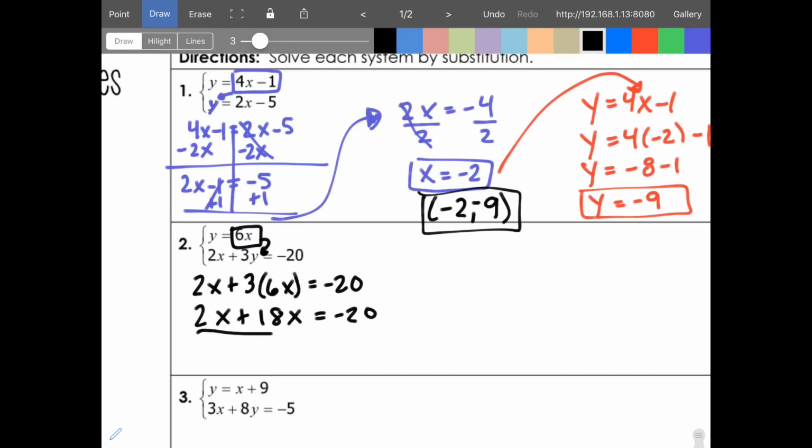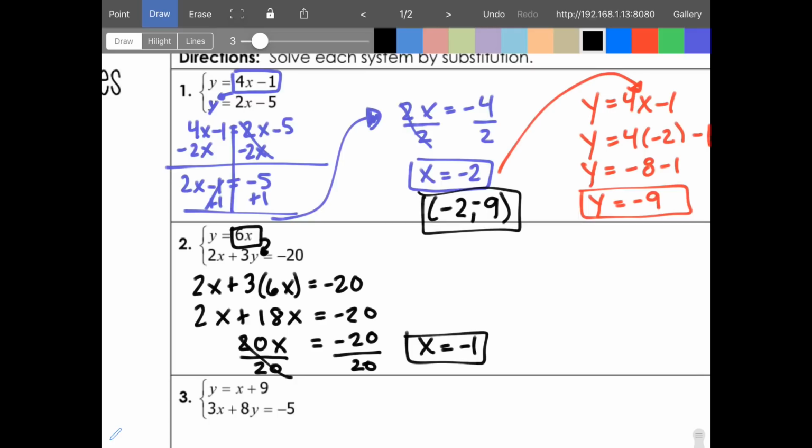Can I combine terms on this side? I can, because they're both x's, right? And we didn't cross the equal sign, so we're not going to do the opposite. We're just going to combine like terms like normal. So 2x plus 18x is 20x equals negative 20. To get x alone, we divide by 20. So x equals negative 1.